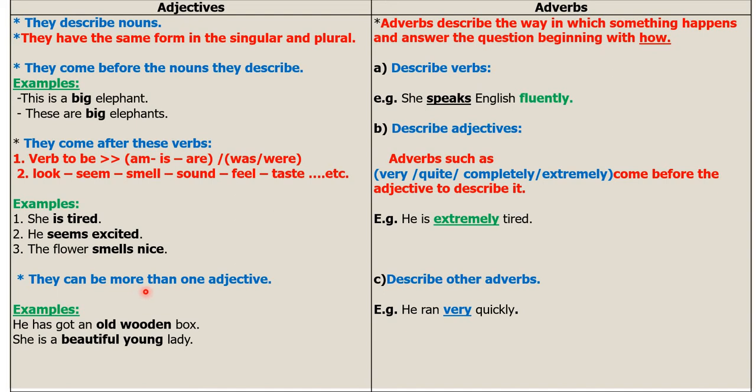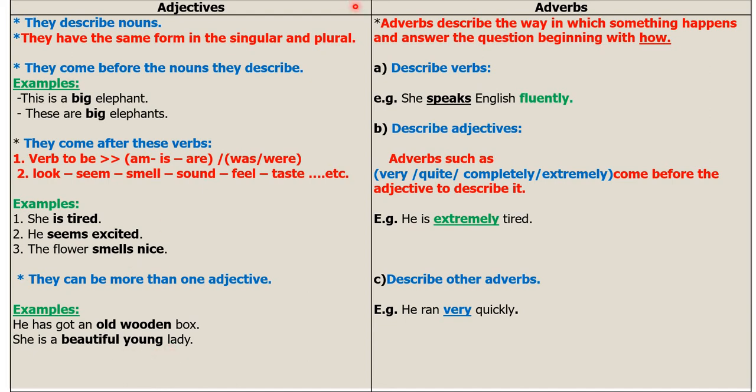Okay, there can be more than one adjective. So I can put two adjectives or more in a sentence. For example, he has got an old wooden box. Old and wooden are two adjectives. Okay, and they came together in one sentence. She is a beautiful young lady. Beautiful and young. So I described the lady, the noun here, with two adjectives, and that's okay.